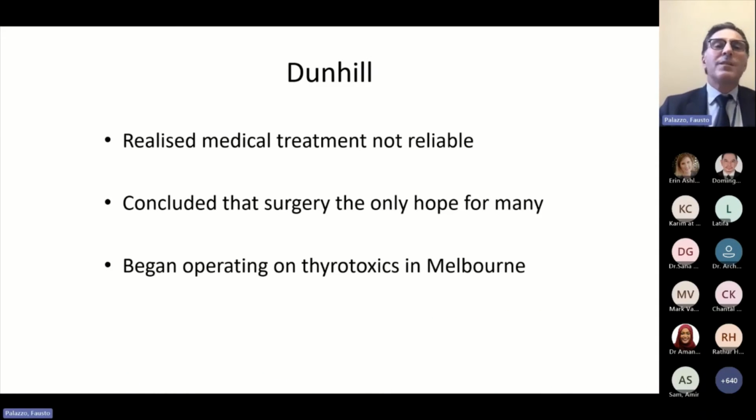So what did Dunhill do? He realized that medical treatment didn't work, and he thought that in some patients surgery might be of use, and he started treating thyrotoxics, and this had an influential effect in subsequent years.